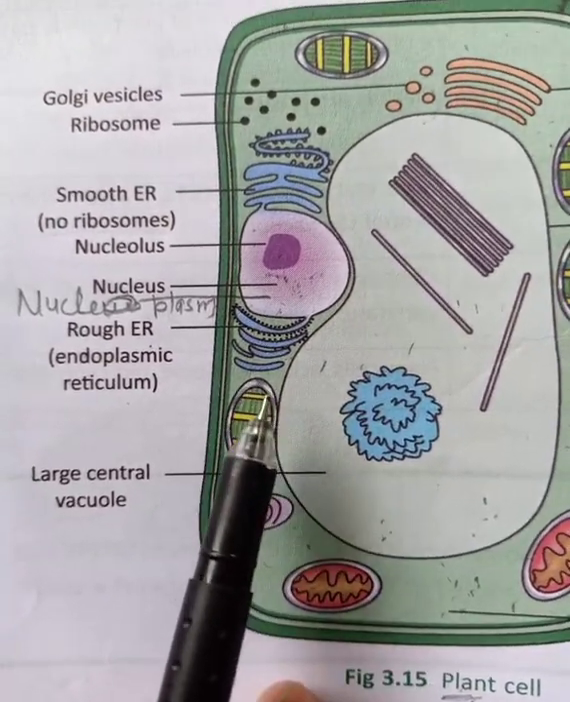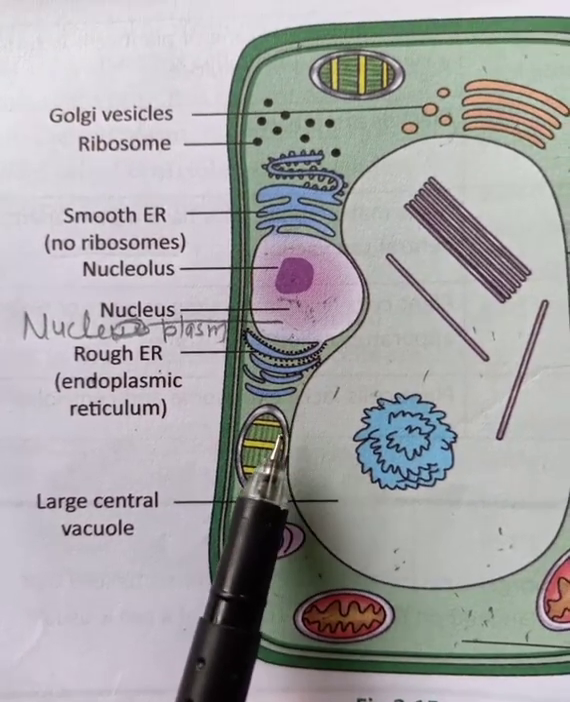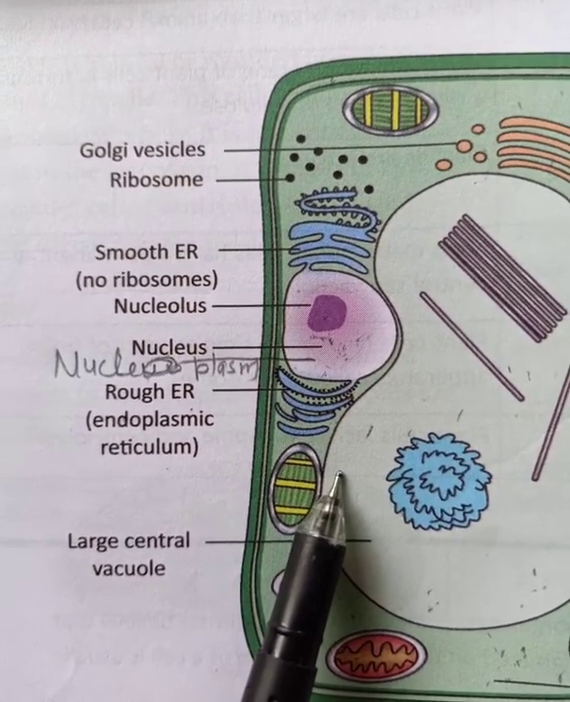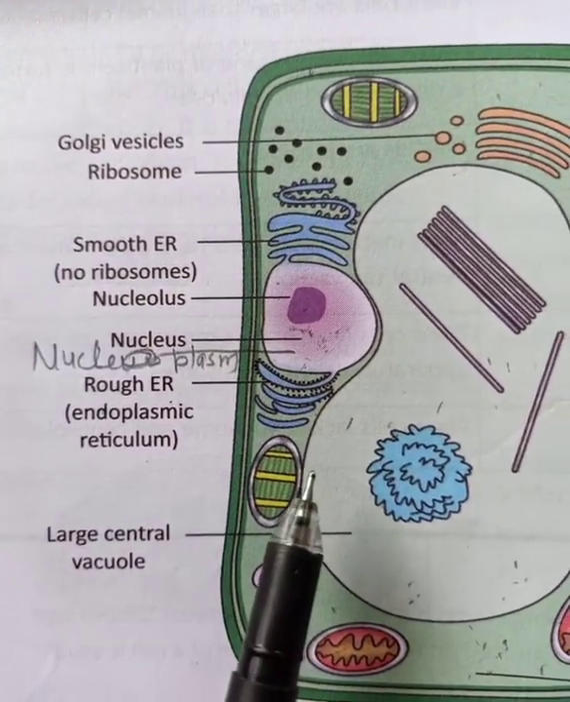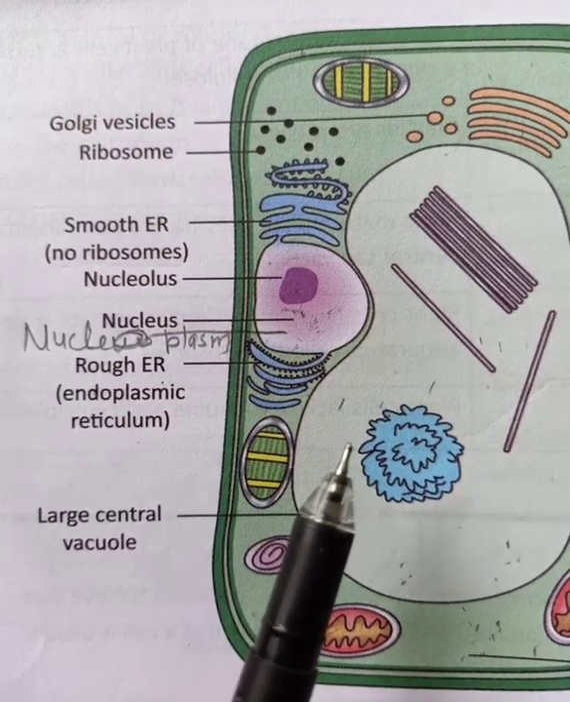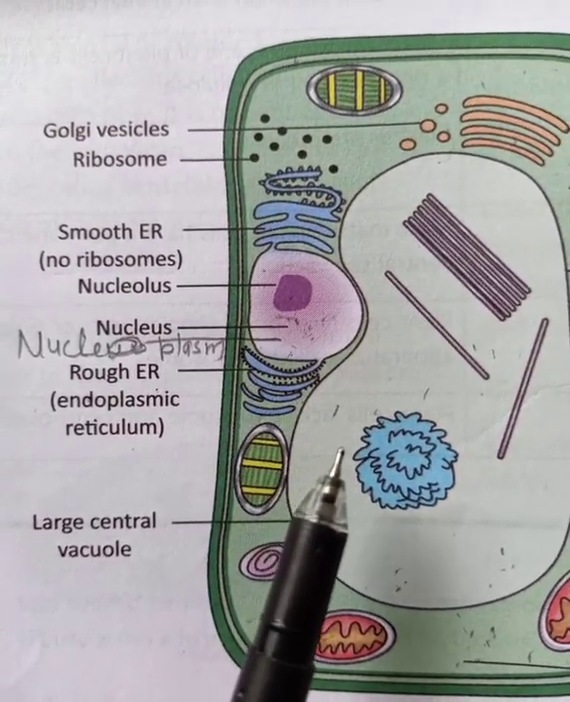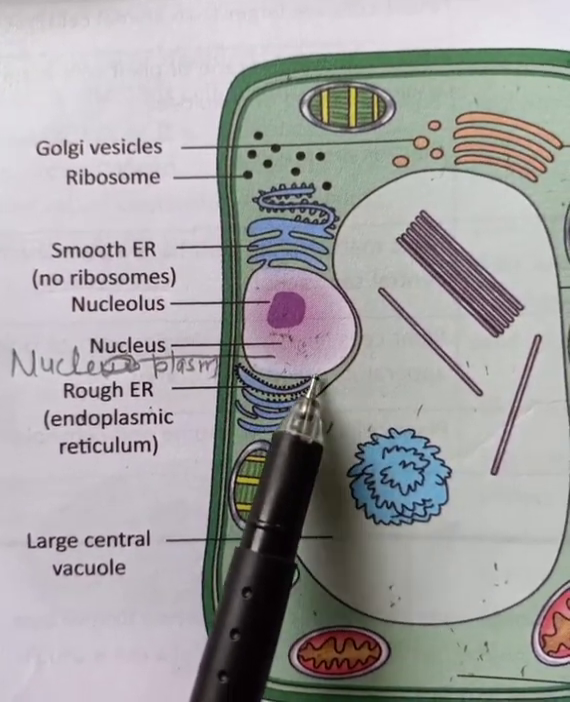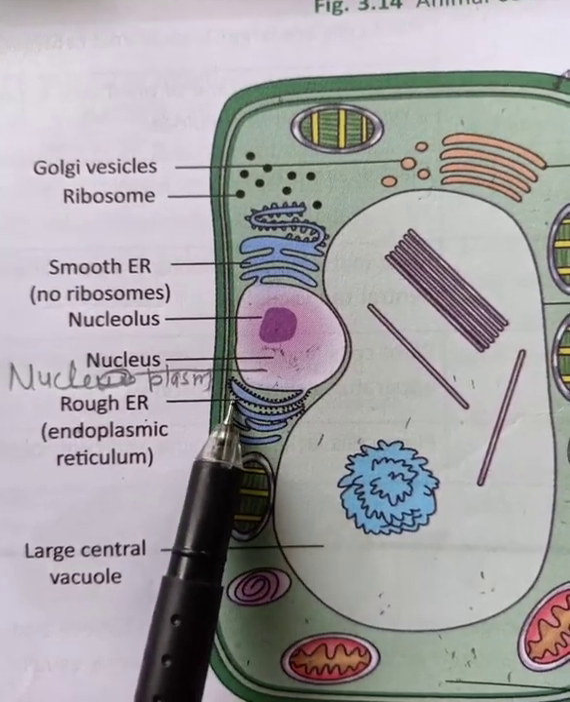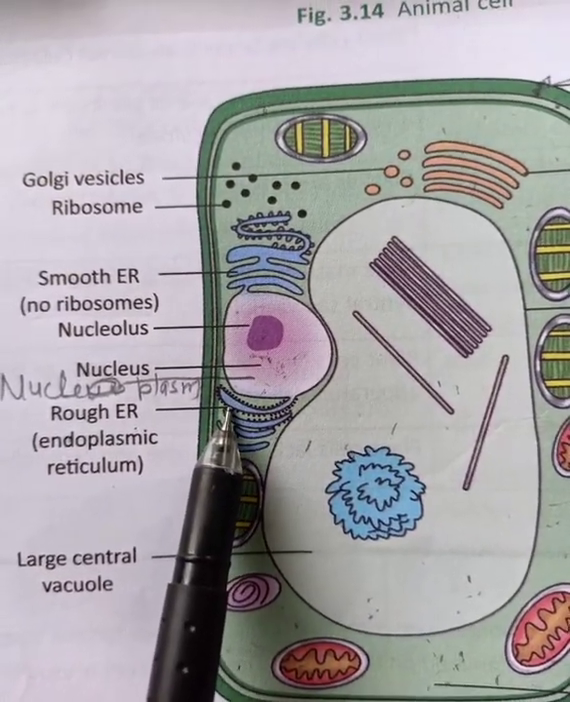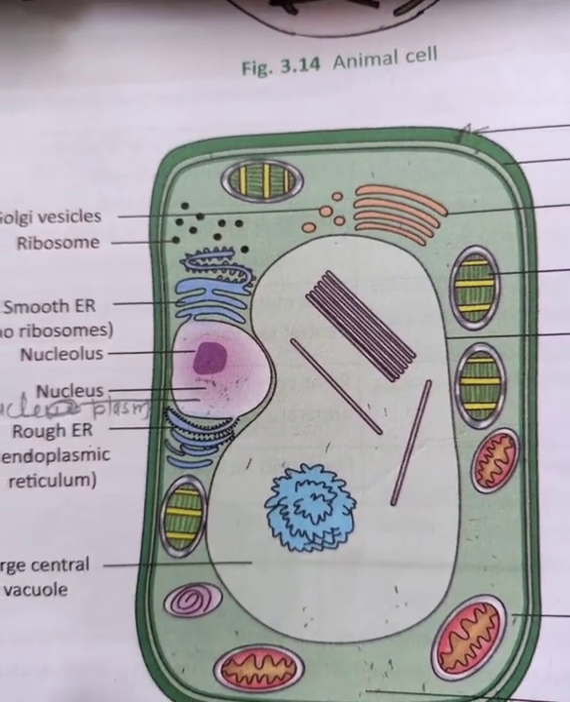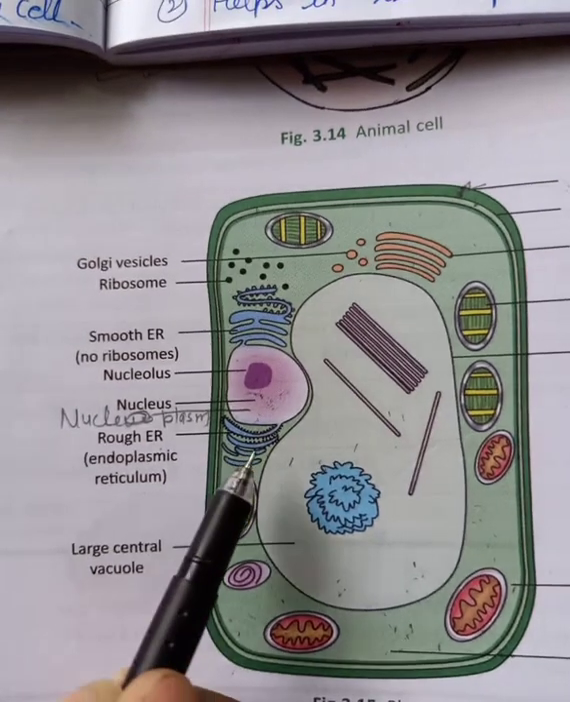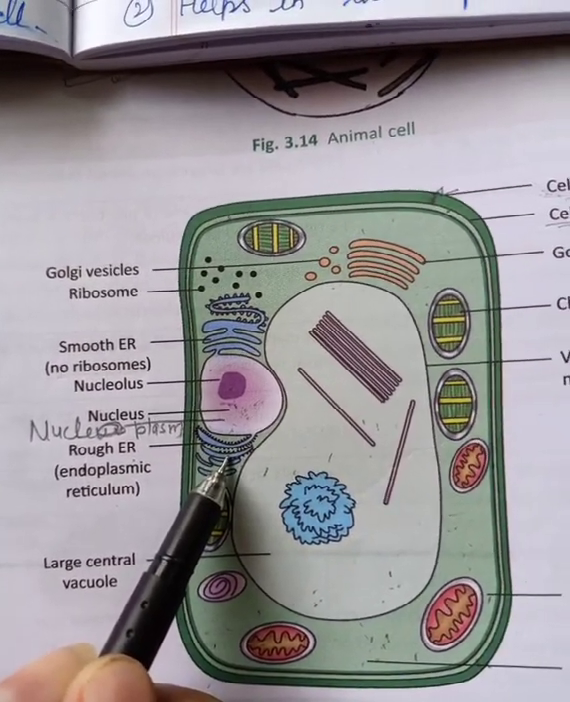So what is the function of ribosomes? Ribosomes are the site of protein synthesis. Function of ribosome: ribosomes help in protein synthesis. If you have to draw the structure, simply draw the rough endoplasmic reticulum, and on that rough endoplasmic reticulum you have to show small dot-like structures. So it will be a ribosome.